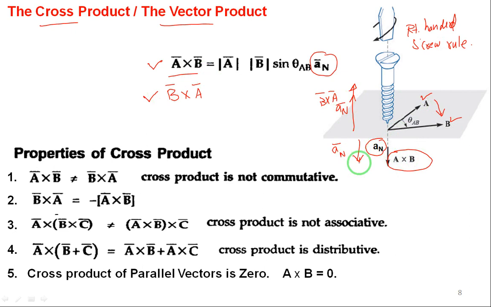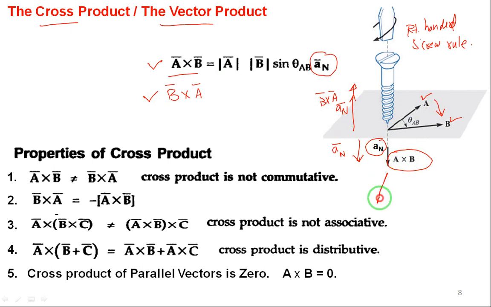For A cross B, the unit vector is in the downward direction. For B cross A, the unit vector is in the upward direction, because you take B to A. B to A means just take the screw below the plane and try to rotate from B to A, so that it will move in, once again, a right-handed screw, but the screw is above here. Take it below. I will show you here.